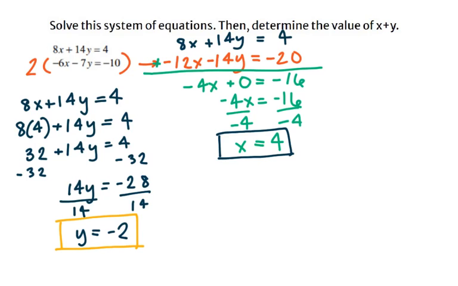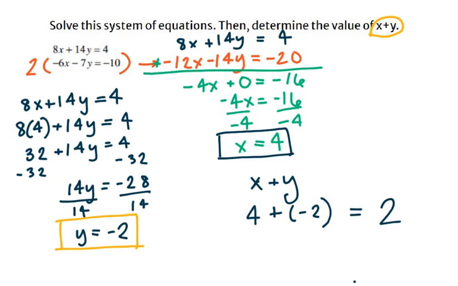But this question here is asking us for the value of x plus y. So we are not done yet. But all we need to do to find x plus y is to substitute our x value and our y value into this expression. So our x value is equal to 4, and our y value is equal to negative 2. 4 plus negative 2 gives us 2. So x plus y is equal to 2.